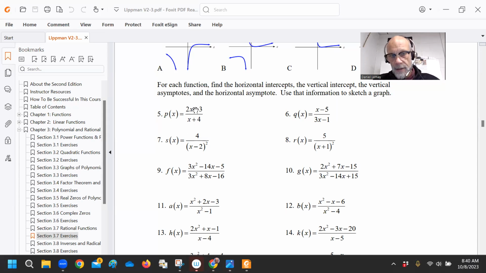Oh, what do you see? Top heavy, bottom heavy, or same power? I see same power, both x to the first. So the 3 doesn't matter, the 4 doesn't matter. The horizontal asymptote will be the line y equals 2. How about this one?